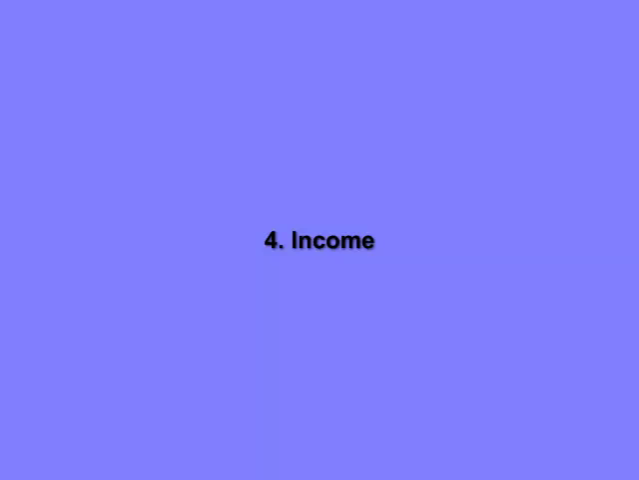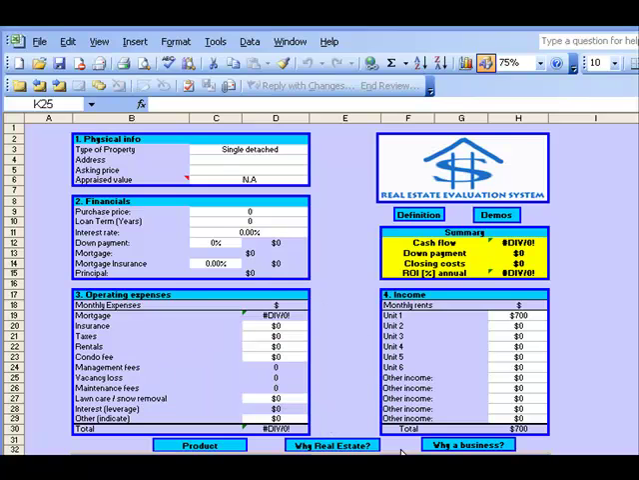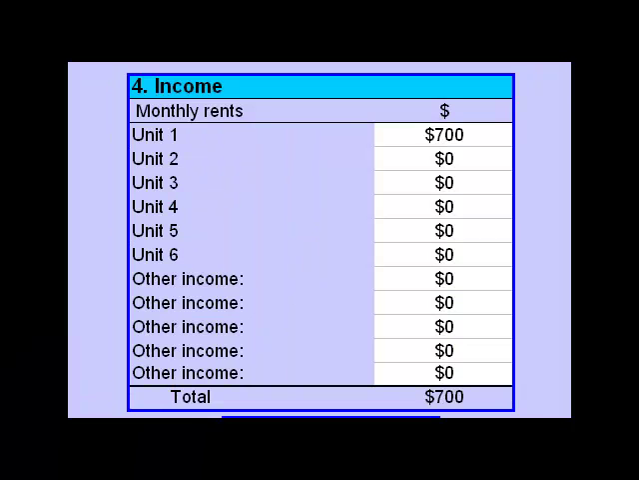Income. To balance operating expenses, we have the income column on the right side of the screen. Please enter all sources of income that the property is generating: rent or rents, garage rental, storage rental, or coin laundry if applicable.